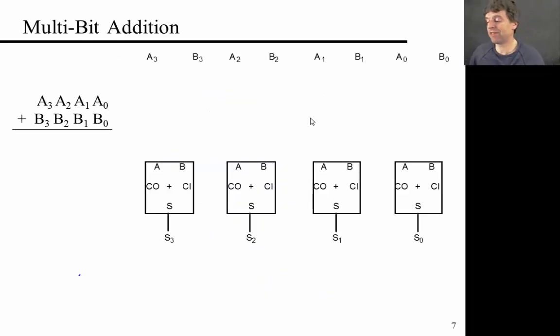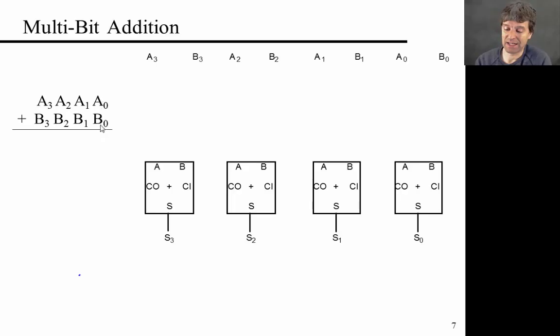So maybe the last thing I want to do in this short video is combine multiple such basic elements into a larger circuit. And specifically, I want to do multi-bit addition. So exactly the problem that we started out with, right? So the idea here is that you have two binary numbers, A and B. They have, in this case, 4 bits.